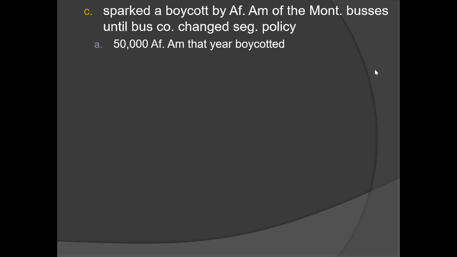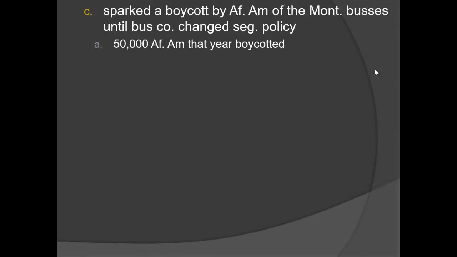So therefore, in this situation, the bus companies are losing money, right? Because African Americans were paying the same fare to ride the bus. Okay, so they're losing. There were 50,000 Blacks that refused to ride the bus that year. So think about using monetary protesting, that helps as well.